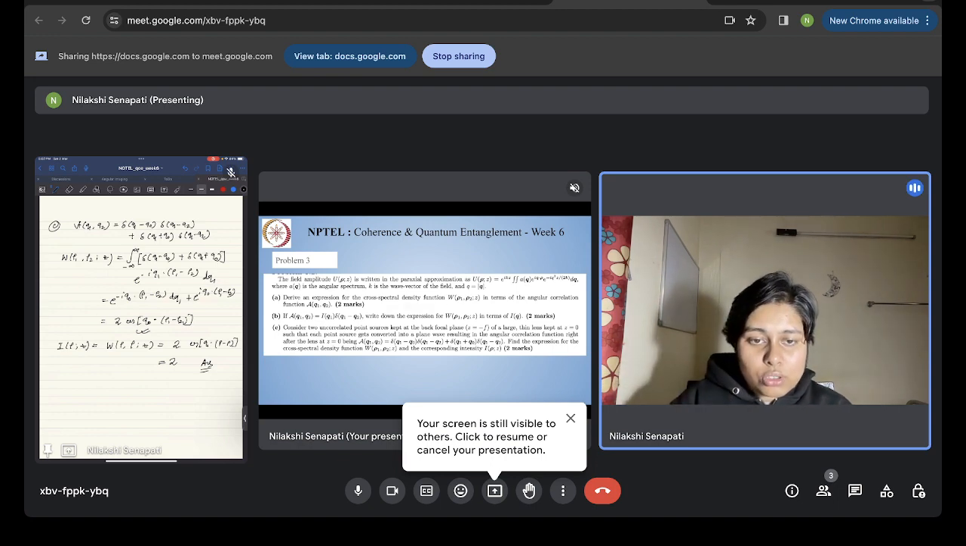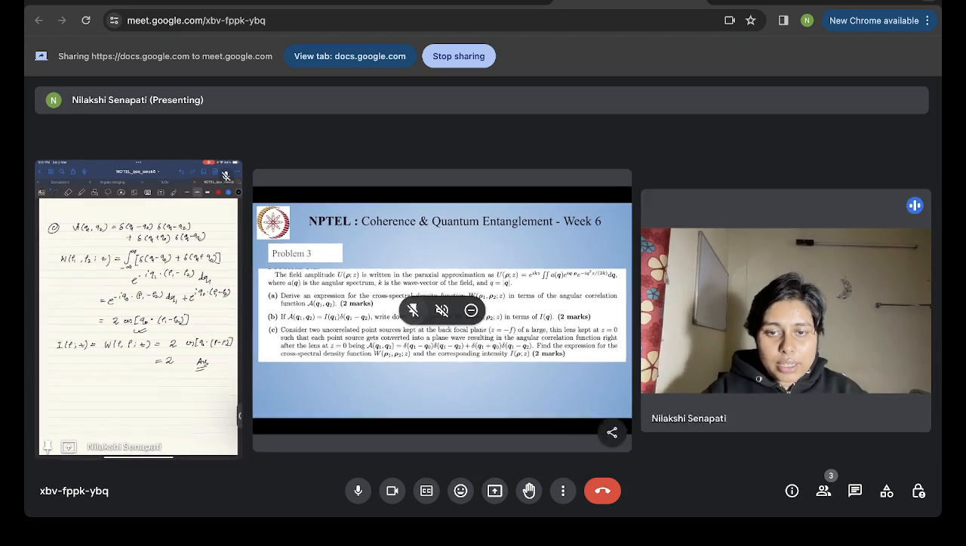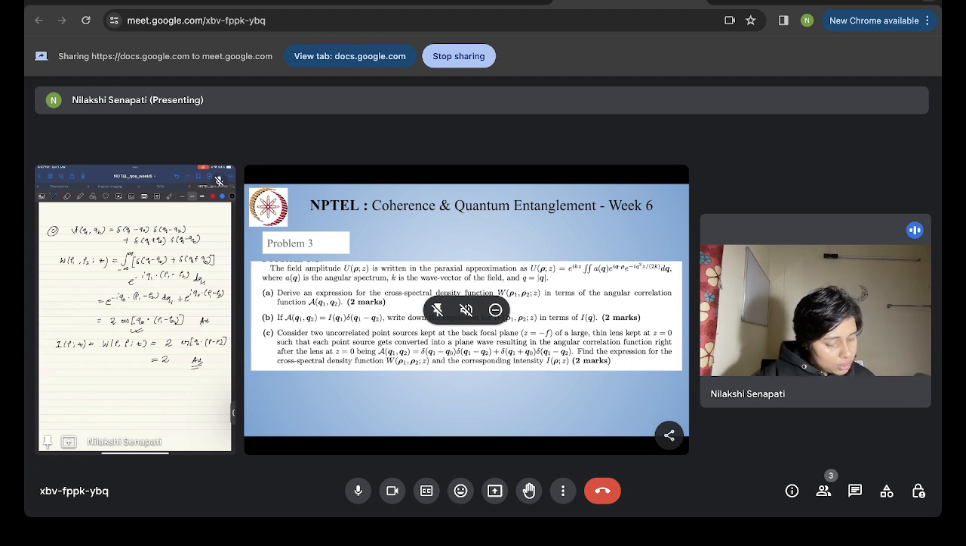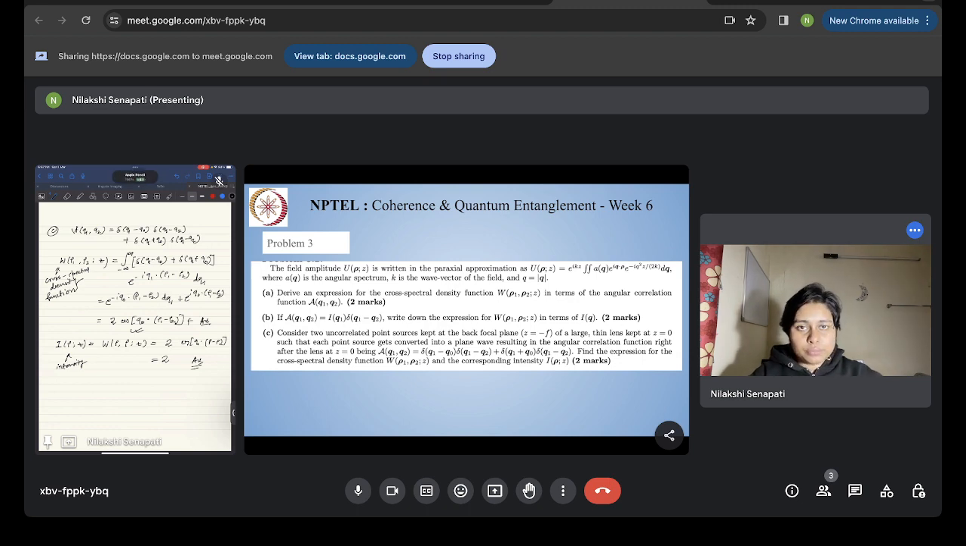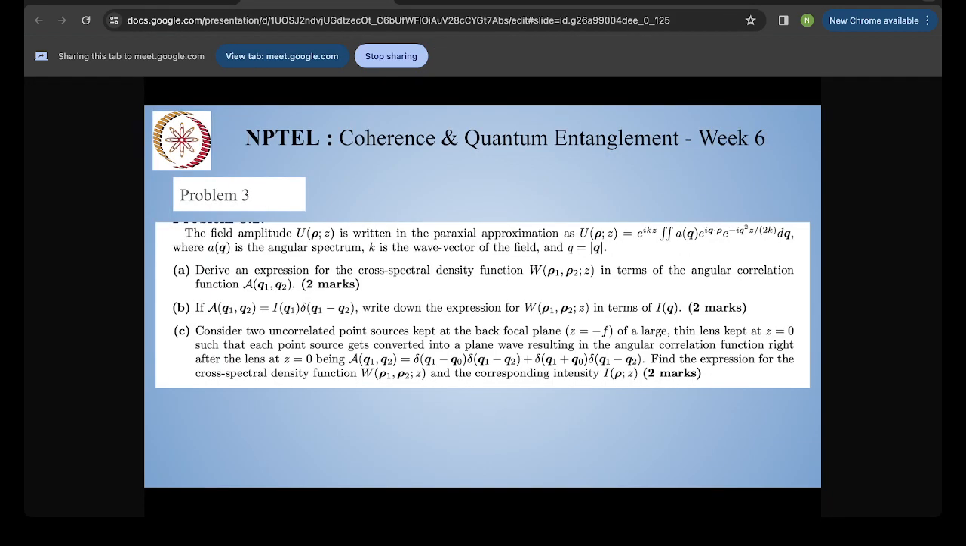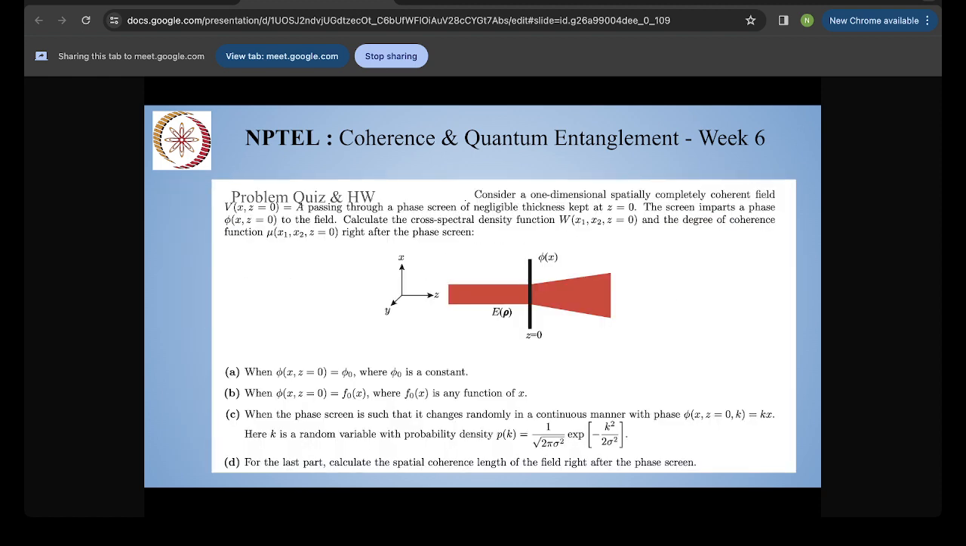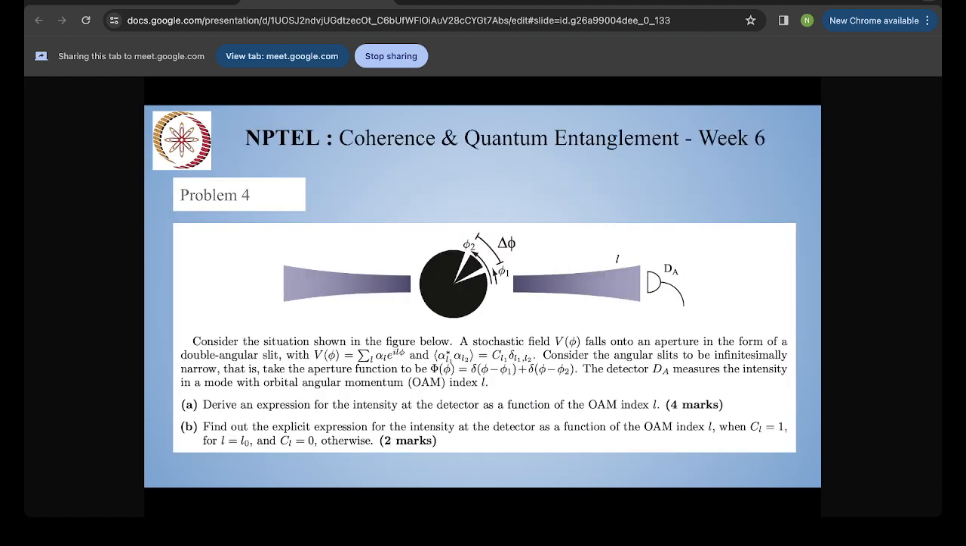So here it is told to you to find the cross spectral density function. This is the answer. And second is the corresponding intensity. This is the answer. So this is problem C. So we have solved 3, 4, 5, 6, 7, 8, 9, 10, 10 problems already.